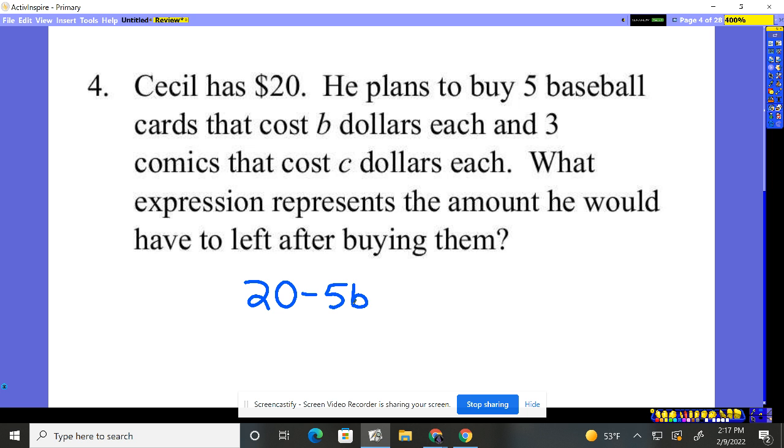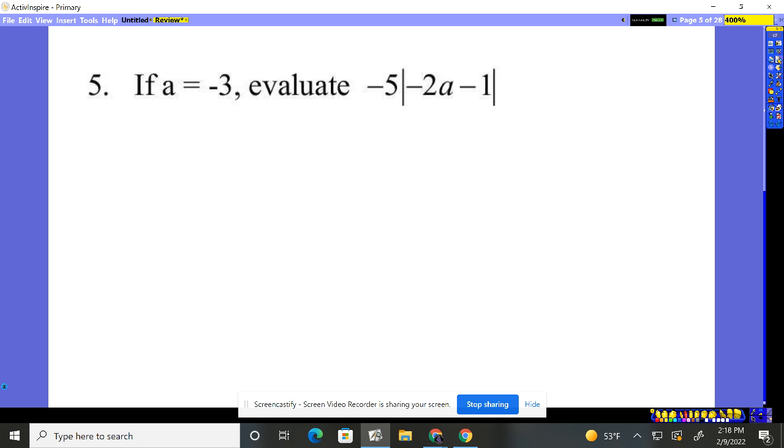And then I need to subtract however much I'm going to spend on the comics. Comics are C dollars each. So if they were like $4, 3 times 4, I'd have to spend 12. So it's then minus 3 times whatever the cost of each comic book happens to be. There's the expression that represents how much I would have left. I start with $20. I subtract 5 times whatever the cost of the baseball card is. And then I subtract 3 times whatever the cost of each comic book happens to be.